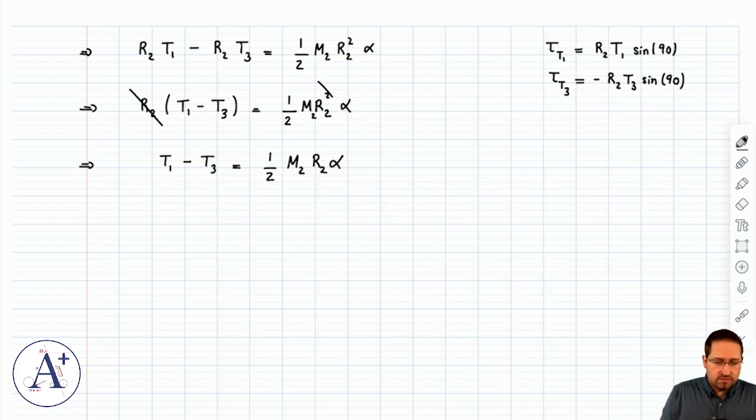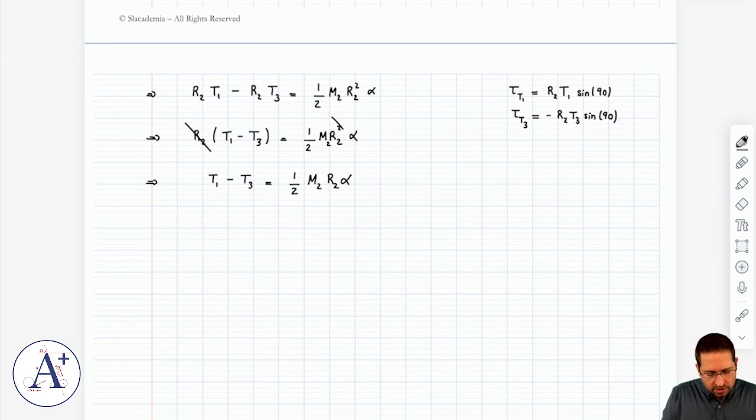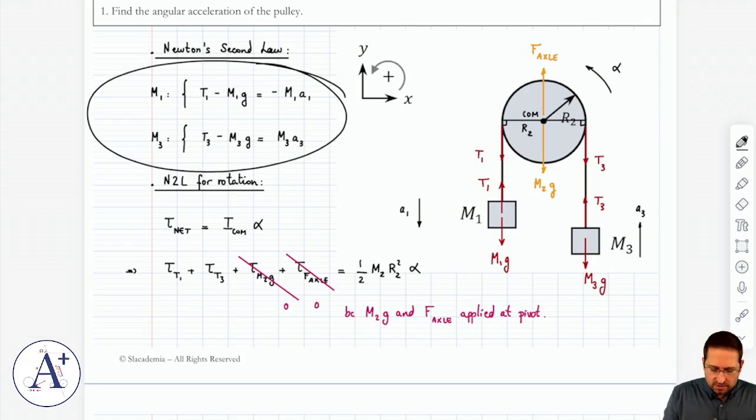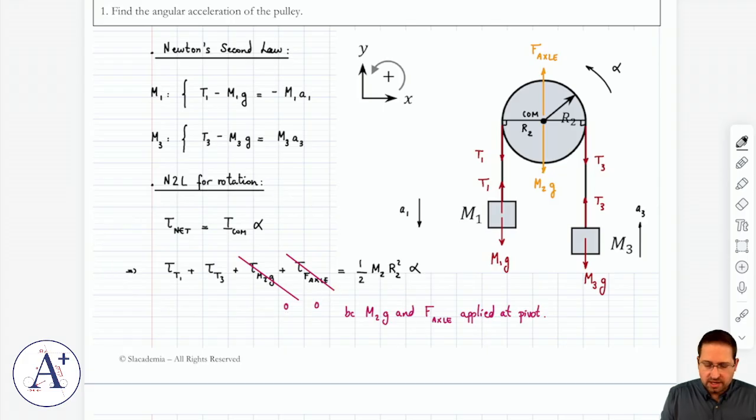Now, in a sense, we've done the hardest part. The hardest part is to say, okay, look, for linear motion, that's M1 and M3, I have to write this. For rotational motion, that's the pulley, I have to write this. These equations do not know about each other. The Newton's second law for linear motion has no clue that we wrote Newton's second law for rotational motion and the other way around, because there's nothing that connects them.